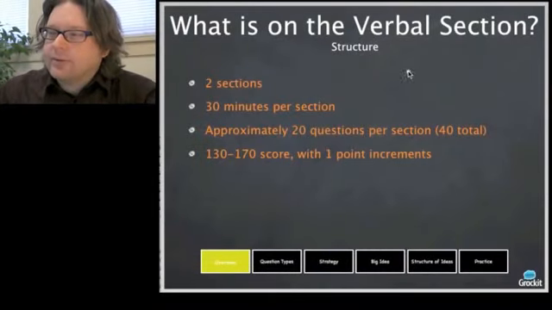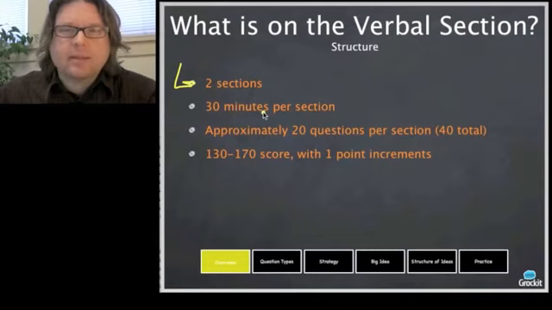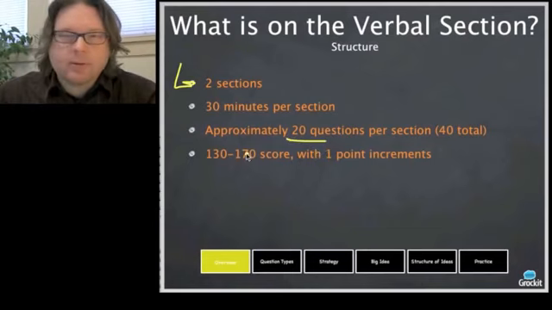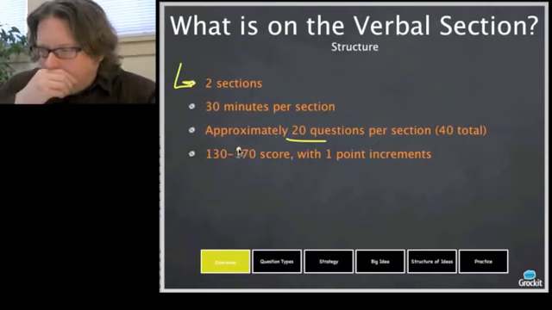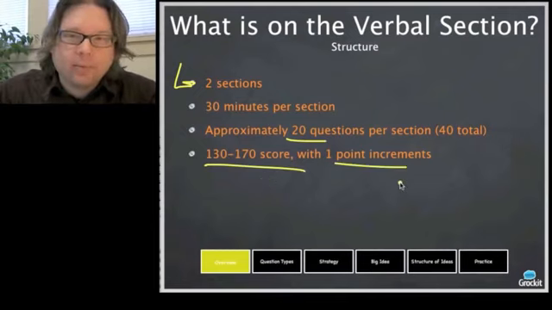So what is on the verbal section, you may ask? Well, I'll tell you. So the structure is, it's 2 sections, and it's half an hour per section. So in terms of endurance, though it's not terribly long, it is, however, 20 questions per section, which, when you take into account the time that it's going to take you to read the things, could make it feel a little bit tight, time-wise. So, there is incentive to master these question types and learn to move quickly and efficiently through them. Your score will be from 130 to 170 in 1-point increments, and that's all there is to it.